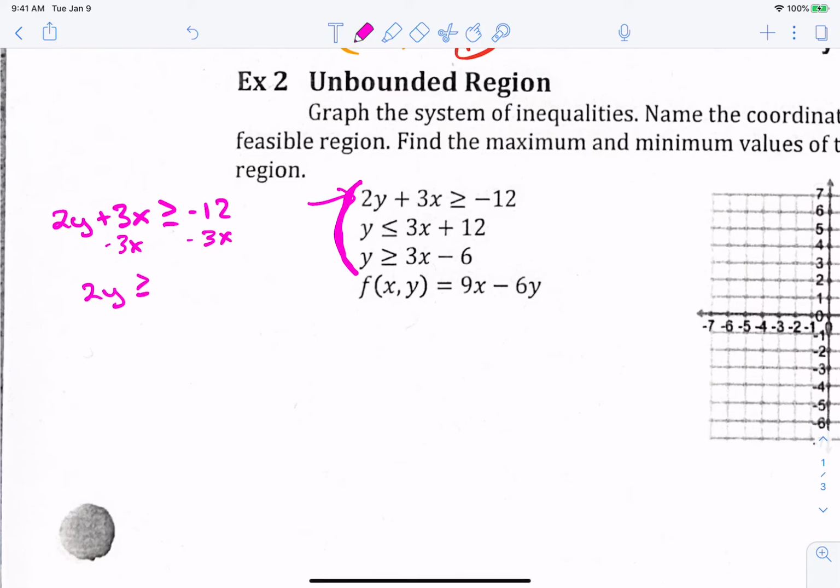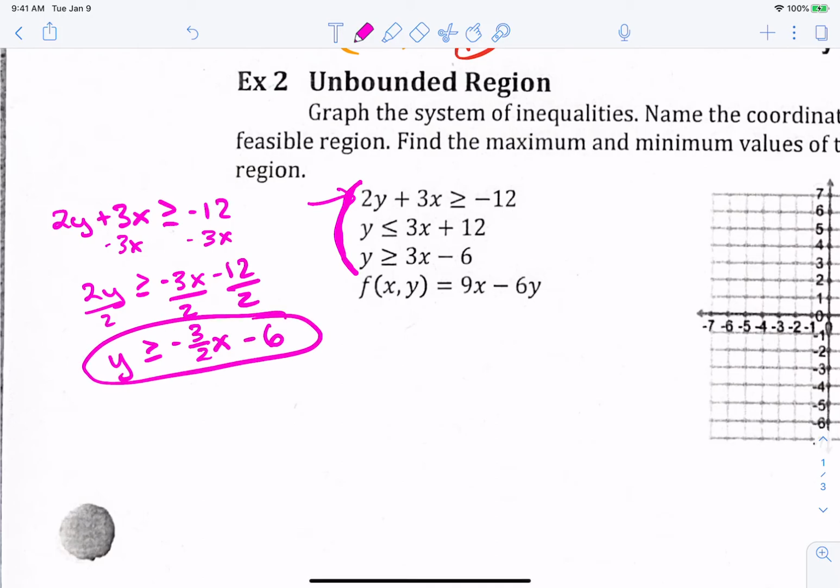Can you subtract 3x from negative 12? No. Why not? Because negative 12 doesn't have an x on it. Right. So negative 3x minus 12 is how we're going to write that. Okay, and then divide by 2, divide by 2, divide by 2. So y is going to be greater than or equal to negative 3 over 2x minus 6. He is ready to go now.